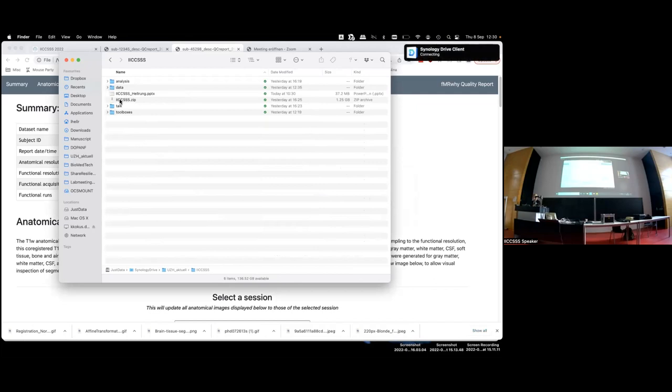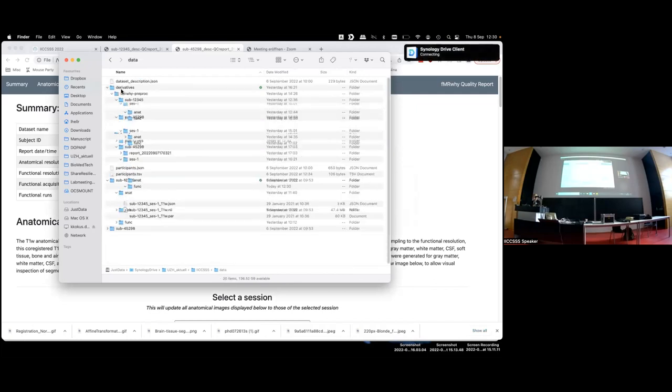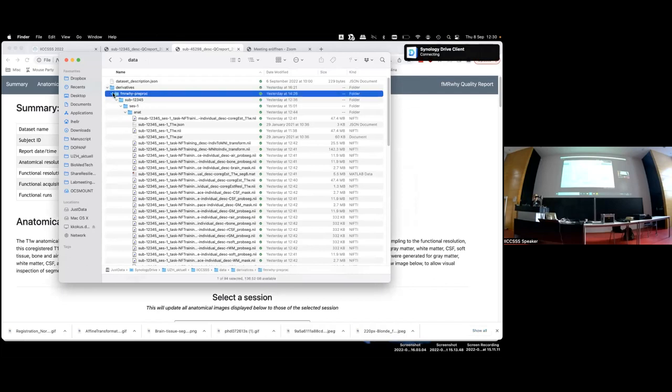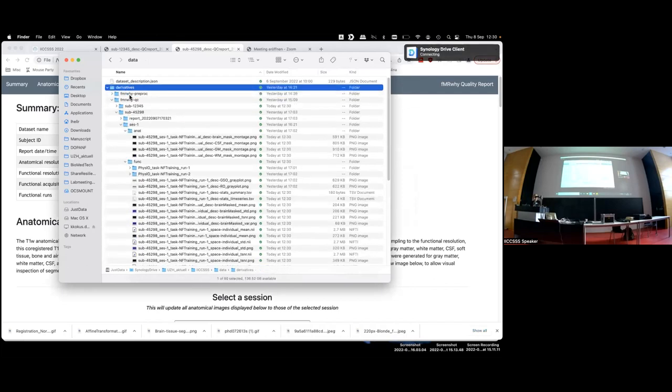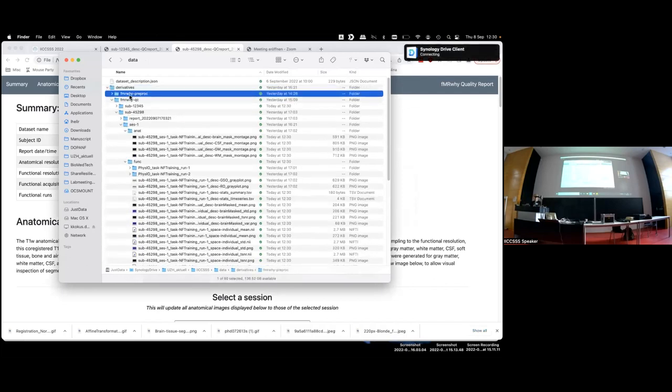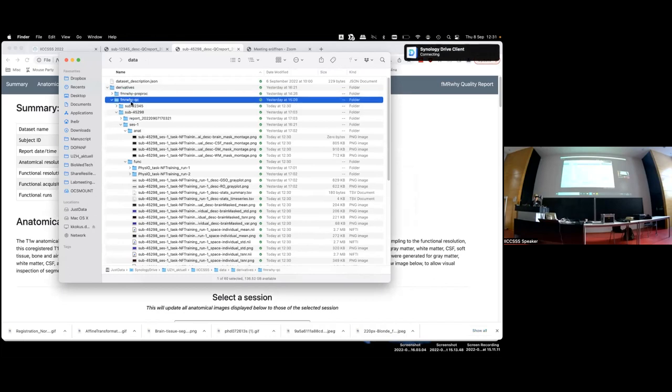Maybe so that it needs to be loaded, but I can use it. Okay, it's switched on. So what you should end up with at the end is this folder, derivatives, and there you have the prepros, which contains all the preprocessing steps, and the other one is QC.